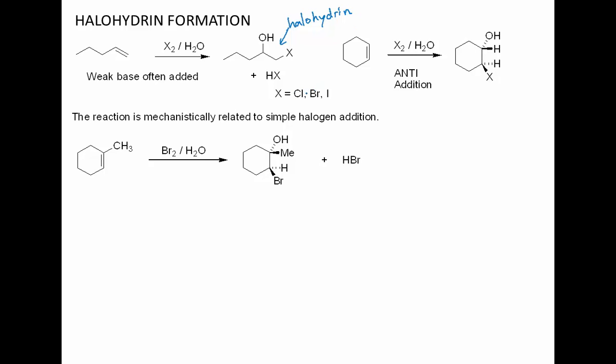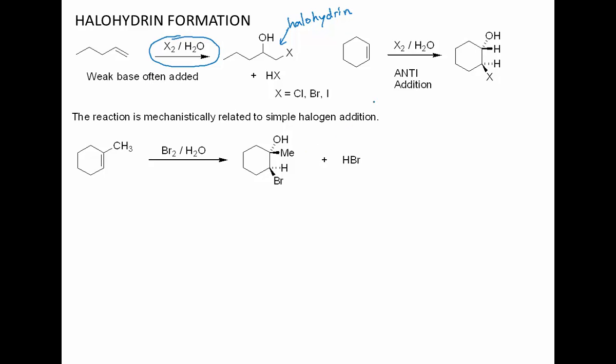Okay, and X in this case can be chlorine, bromine, or iodine. It makes HX as a byproduct, so often when you see this reaction run, some people will add a weak base or something like that to sop up the excess acid, but we'll just present the reactions in this chapter this way.